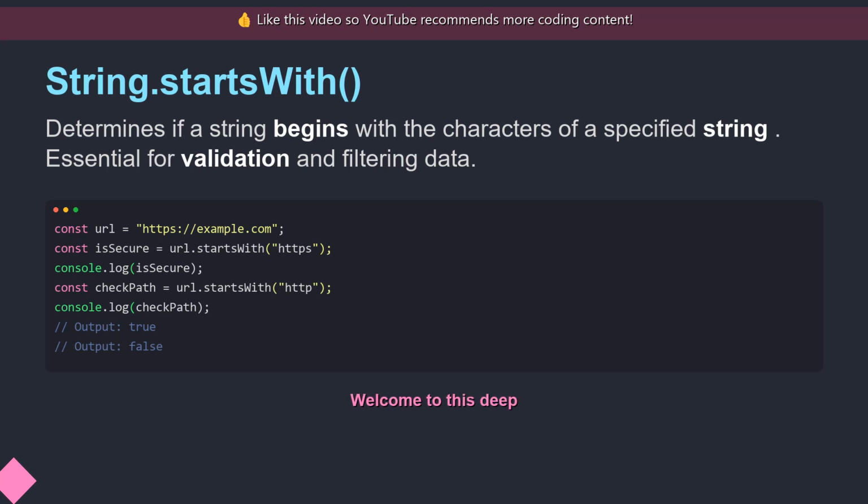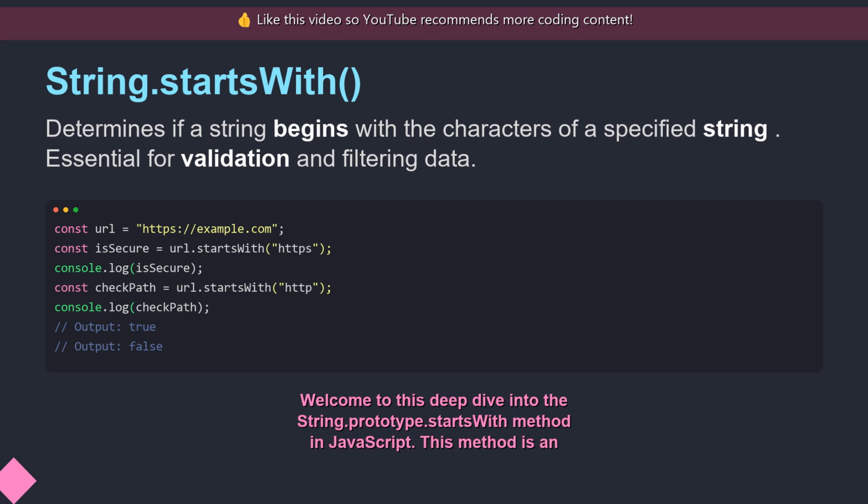Welcome to this deep dive into the String.prototype.startsWith method in JavaScript. This method is an absolute must-have tool for any developer working with text. It provides a simple, readable way to check if a string begins with specific characters. Whether you are validating user input, handling routing, or filtering lists, you will use this constantly.